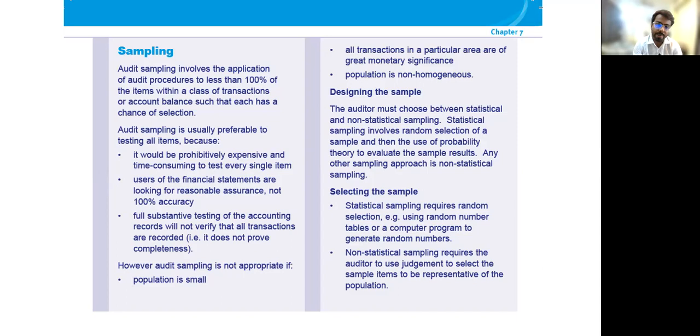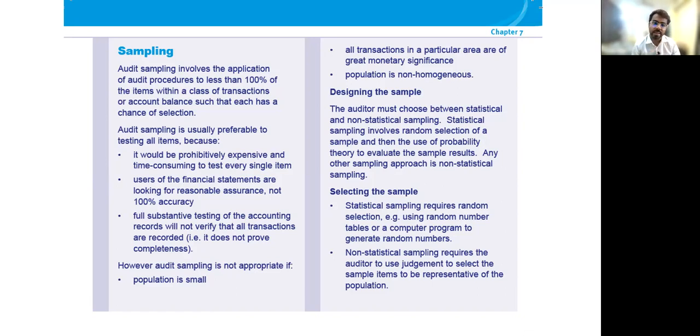Read: audit sampling involves the application of audit procedures to less than 100% of the items within a class of transactions, such that each has a chance of selection. So you are applying those procedures to less than 100% of the transactions. Each transaction should have a chance of selection. Then only you can call that a sampling.